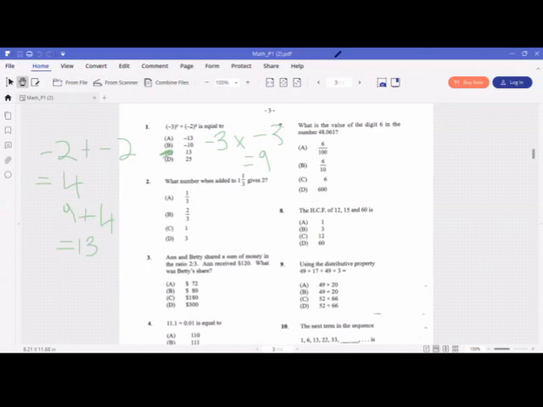Now 2 says, what number, when added to 1 1/3, gives 2? So I can write that in the form of an equation. 1 and 1/3 plus a number, I can call it x, should give me a value of 2. Now they're asking me to find that number.